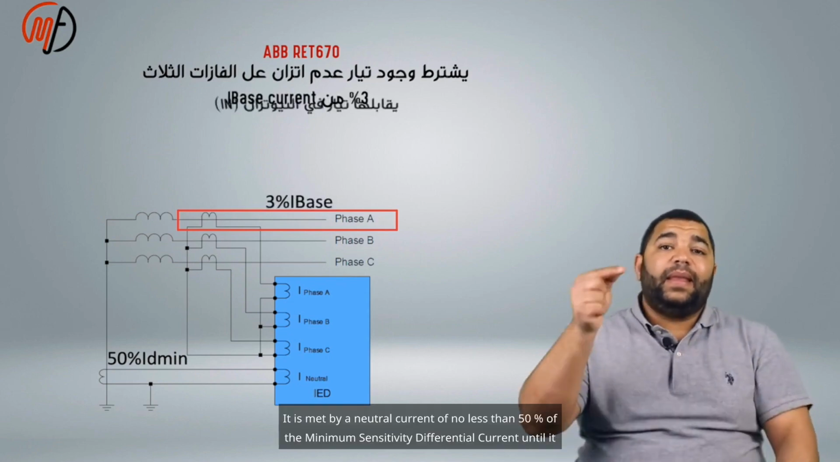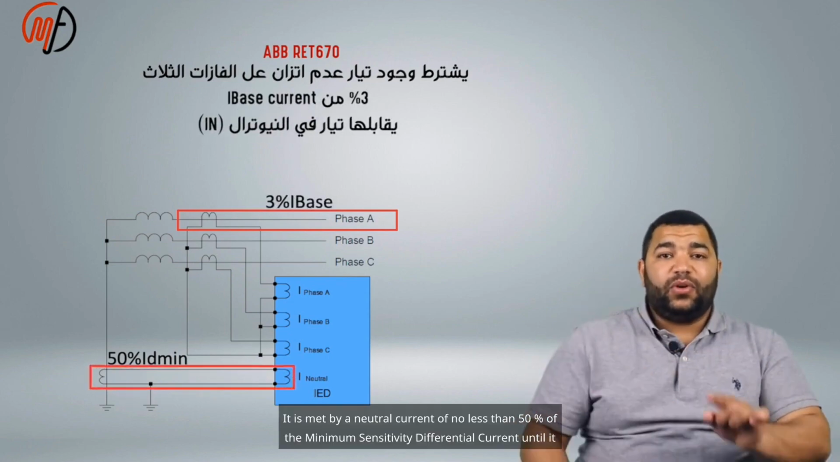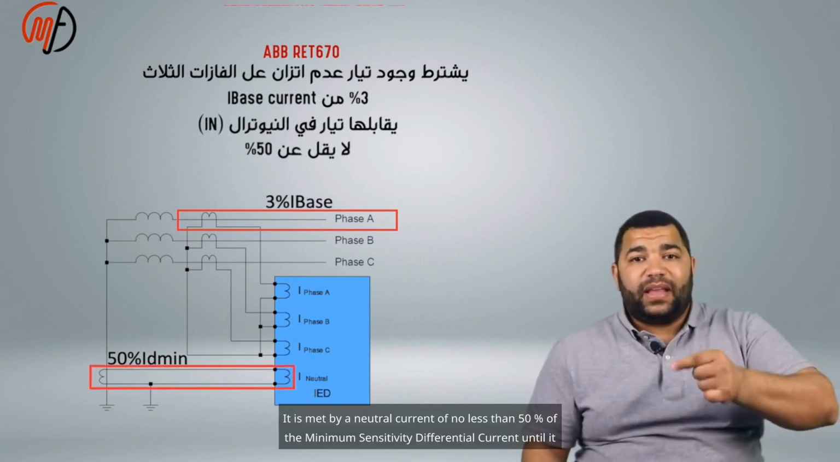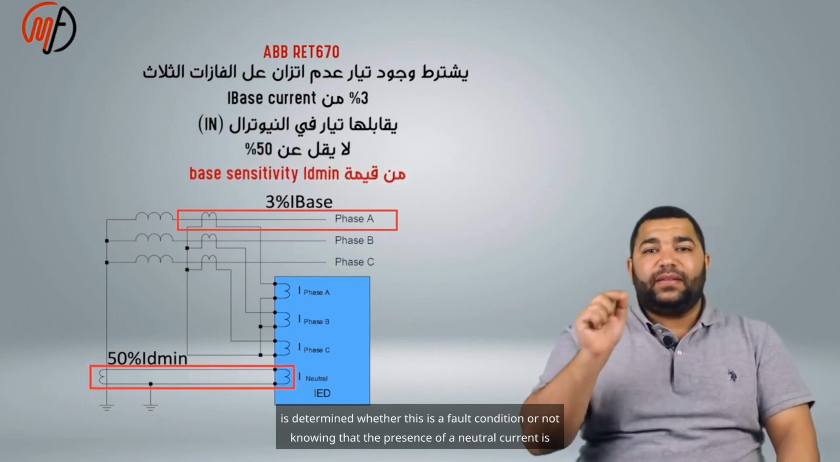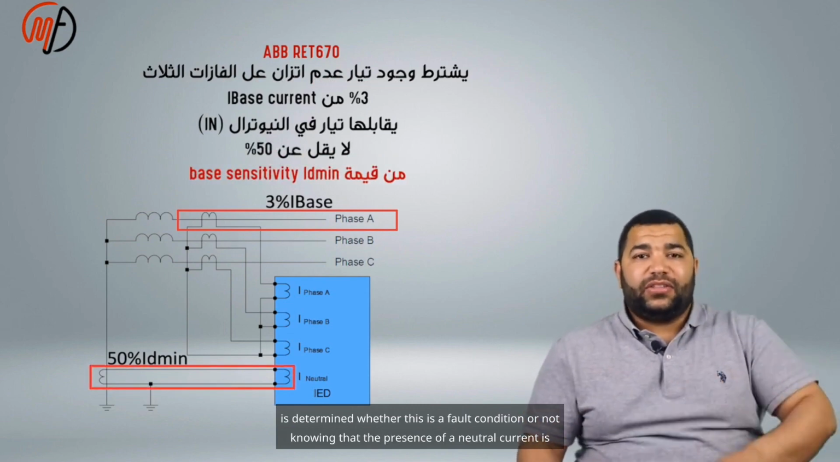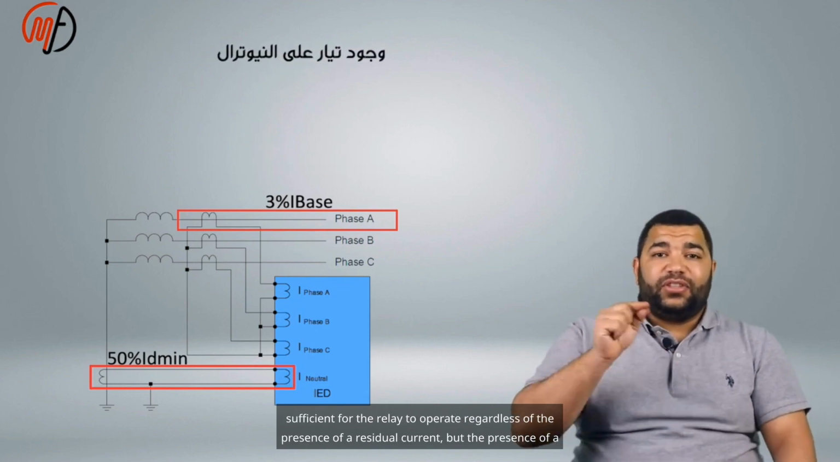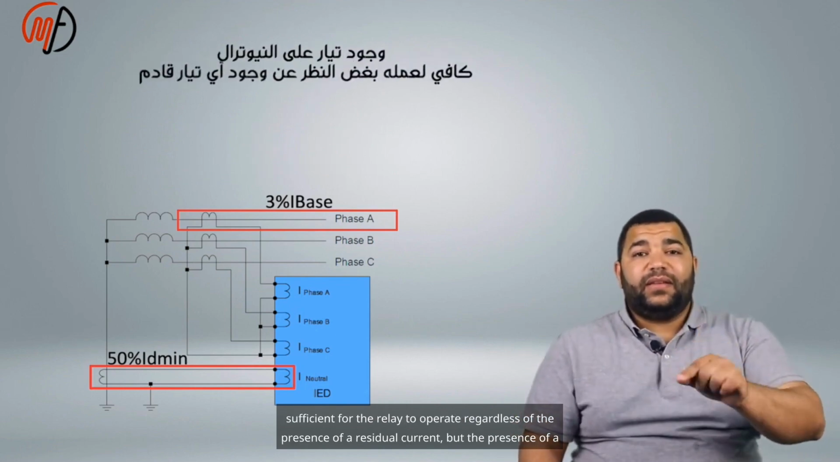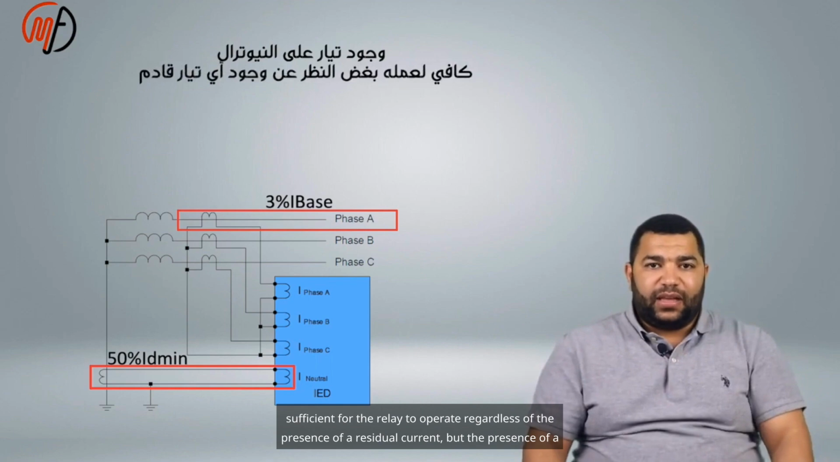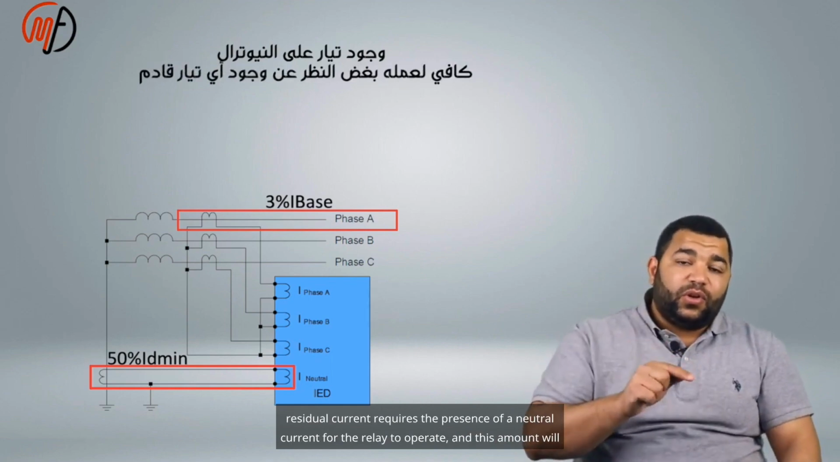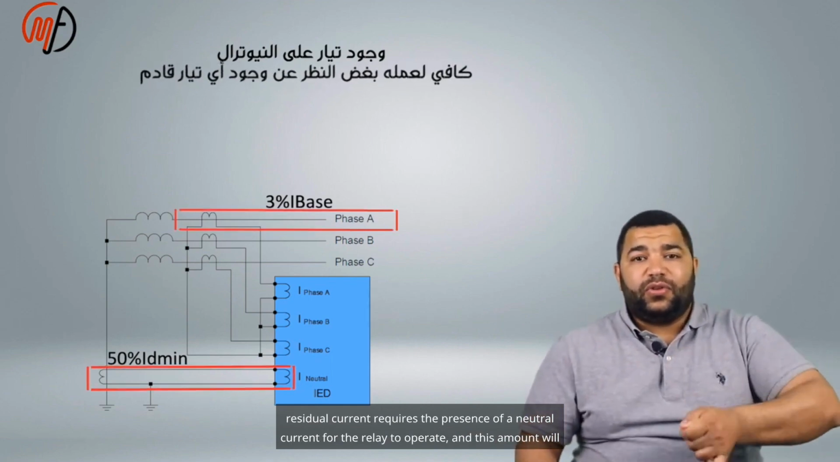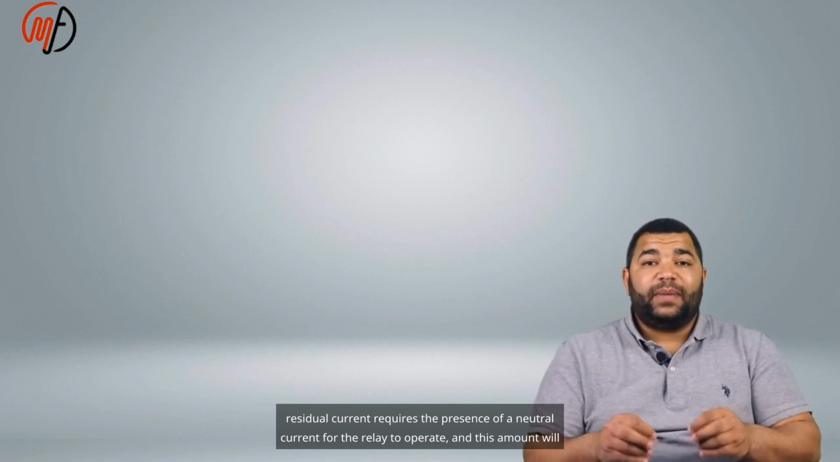Current is met by a neutral current of no less than 50% of the minimum sensitivity differential current, until it is determined whether this is a fault condition or not, knowing that the presence of a neutral current is sufficient for the relay to operate regardless of the presence of a residual current. But the presence of a residual current requires the presence of a neutral current for the relay to operate, and this amount will suffice in today's lecture.